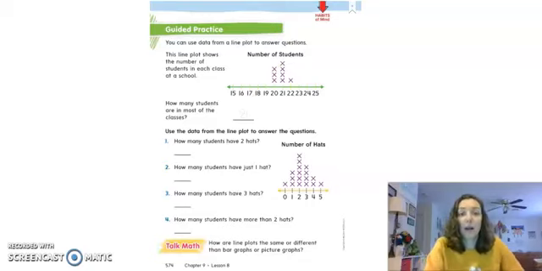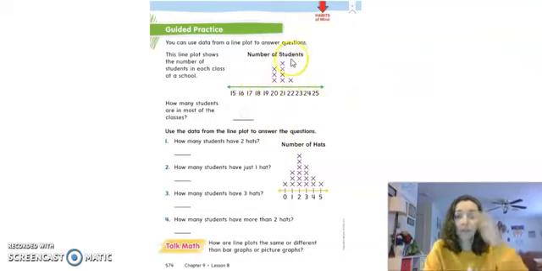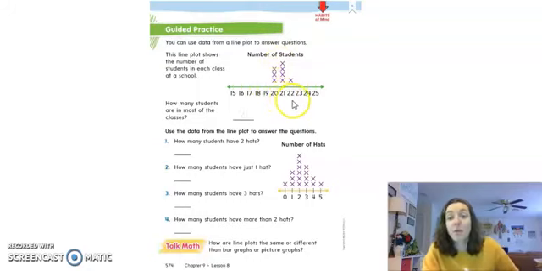So this line plot shows the number of students in each class at a school. So we have 20, 21, and 22. We have 3 classes that have 20. We have 4 classes that have 21, and we have 1 class that has 22.